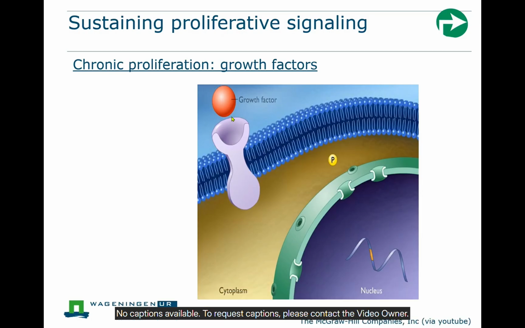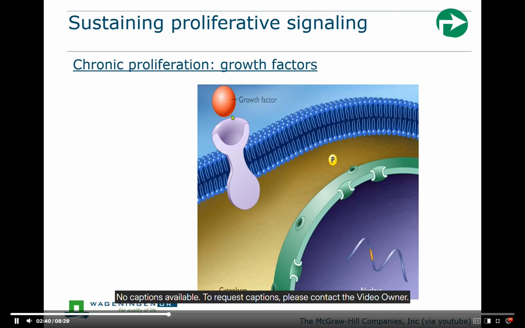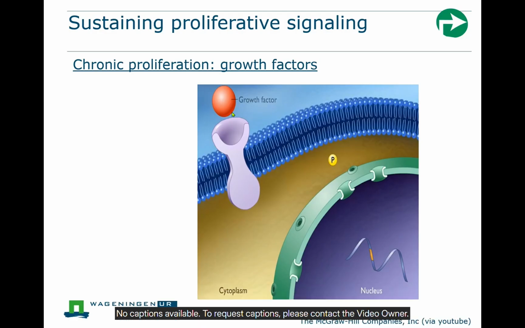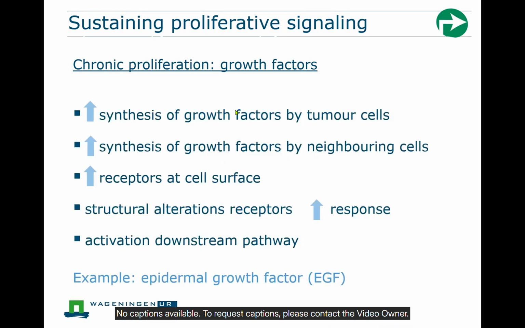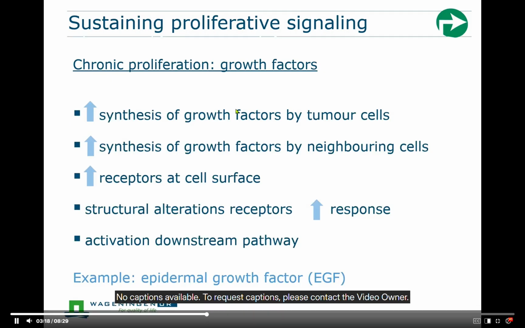A growth factor can bind to a growth factor receptor, which is usually present in the cell membrane. After binding of the growth factor to the receptor, specific processes can take place, for example, phosphorylation. And phosphorylation means that a phosphate group is added to the receptor, and this results in a conformational change, a change in the structure of the receptor. For example, 2 receptors come together, form a dimer, and after that a signal is sent to the nucleus, which indicates that proliferation should be started. So growth factors are very important for this hallmark.